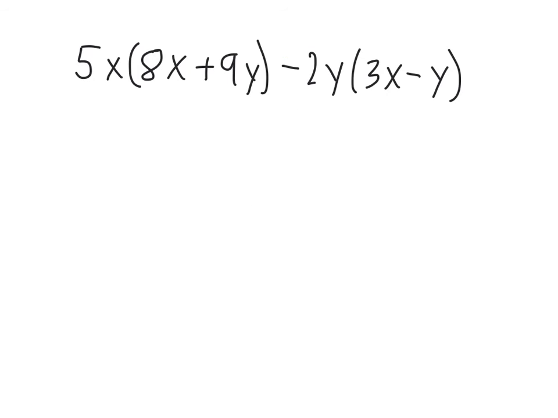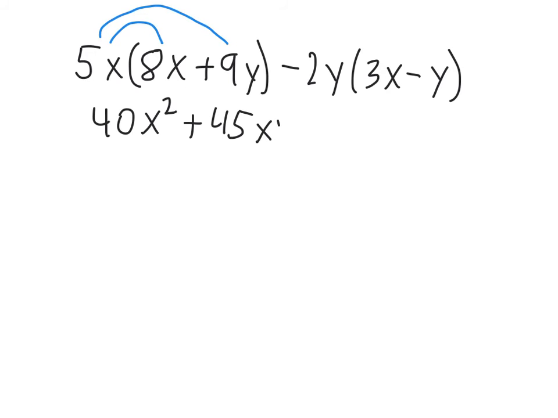So once again, we have to distribute each of these to their respective set of parentheses. So 5x times 8x, 5 times 8 is 40. X times x is x squared. And then 5x times 9y. 5 times 9 is 45. X times y is xy.